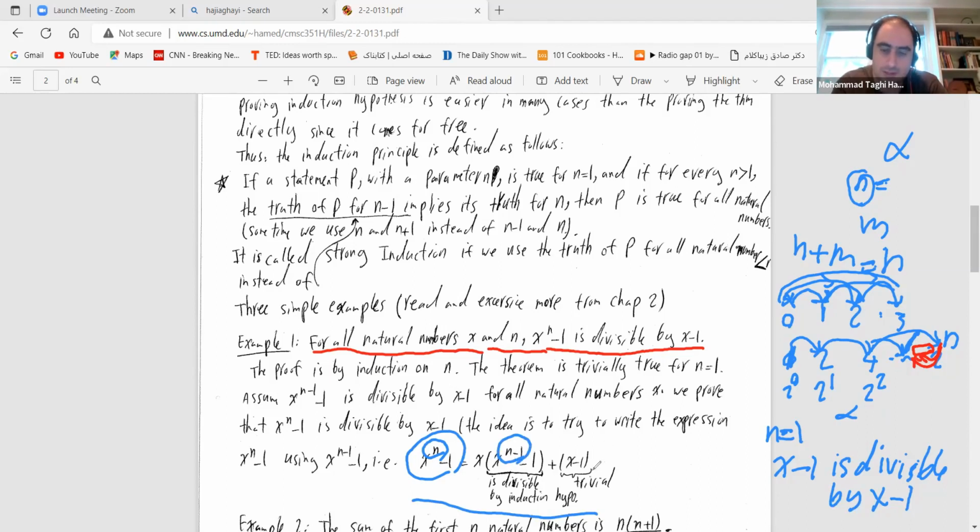Now you can see, for example, this is trivially x minus 1 is divisible by x minus 1. And x^(n-1) minus 1 is divisible by the induction hypothesis. So the induction hypothesis says that x to the n minus 1 is divisible by x minus 1, and then we will prove this statement for x^n minus 1. Clear?